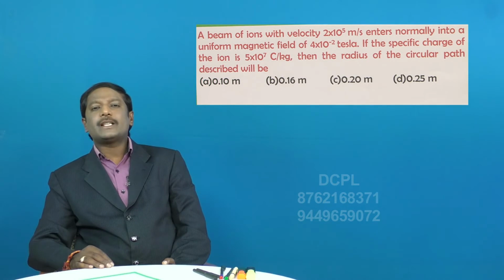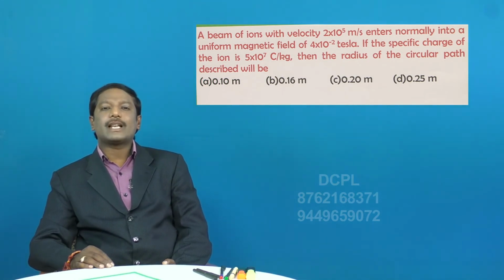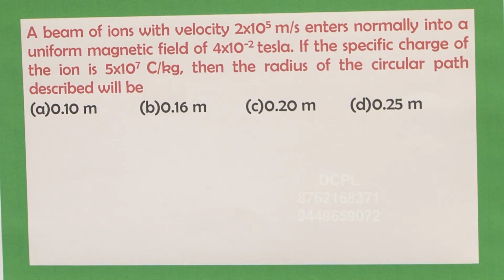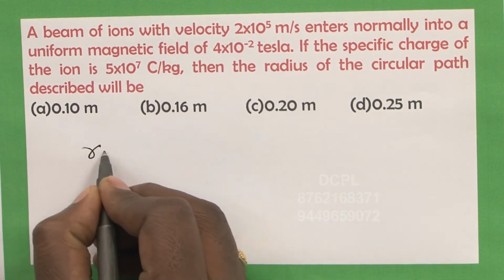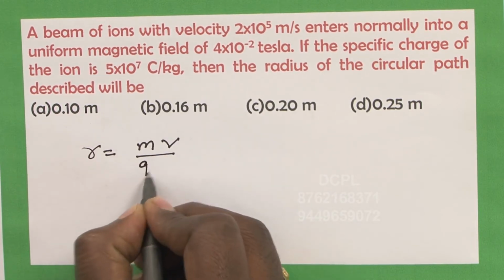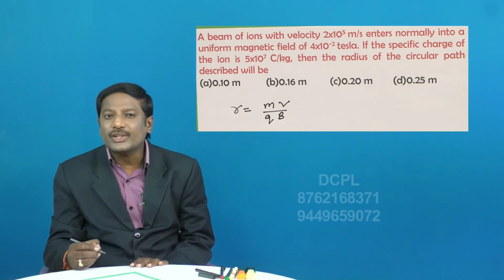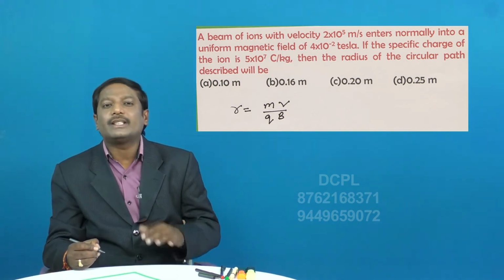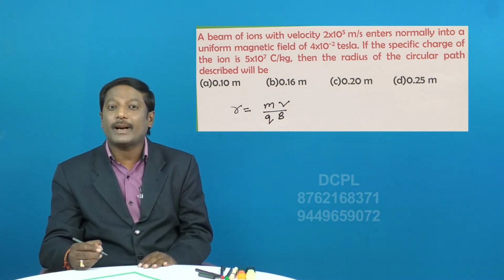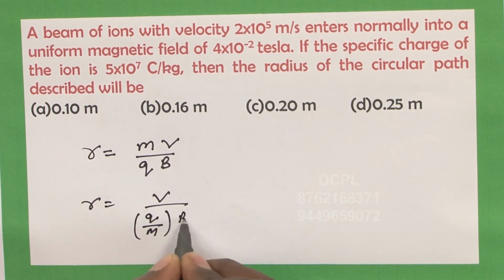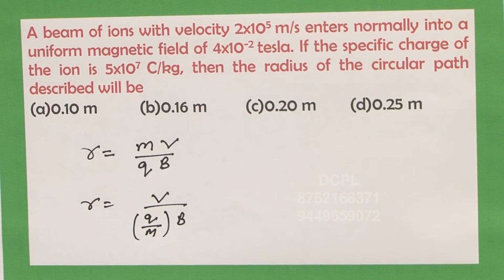This problem is based on the force experienced by the charged particle in an uniform magnetic field. Whenever the particle moves in a circular path in the uniform magnetic field, its radius is given by the formula R is equal to mv divided by q into B. In this problem, they are talking regarding the concept of specific charge. Yes, the specific charge is nothing but the ratio of the charge of the particle to the mass of that particle. So, I can write the same equation like this, v divided by (q by m) into B, where q by m is nothing but the ratio of charge to the mass, which I can consider as the specific charge.